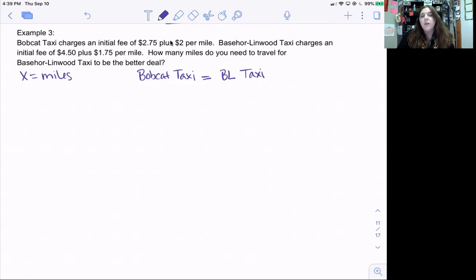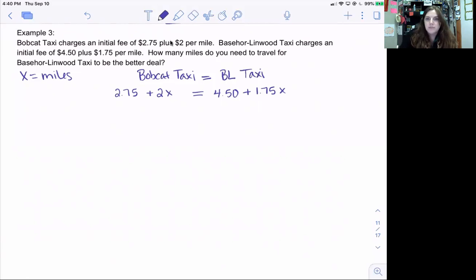Okay, so the other thing we need to know is Bobcat Taxi. So we have our initial fee of $2.75. So we're starting off with just paying $2.75 for getting in the taxi, plus $2 for every mile, which will represent 2x. And that equals, so based on Linwood taxi, we have an initial fee of $4.50 plus $1.75 for every mile.